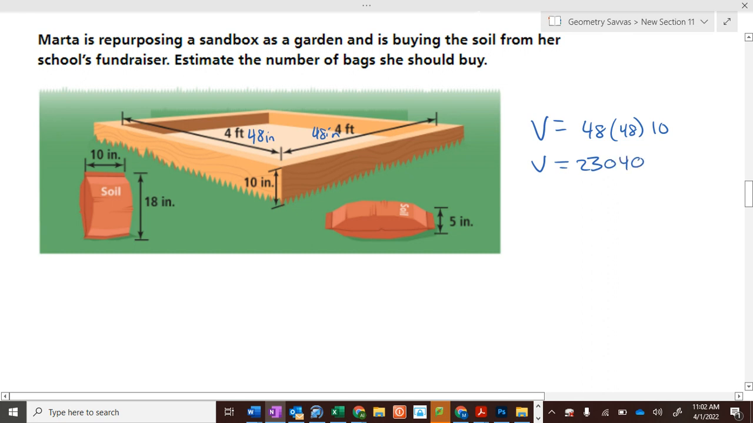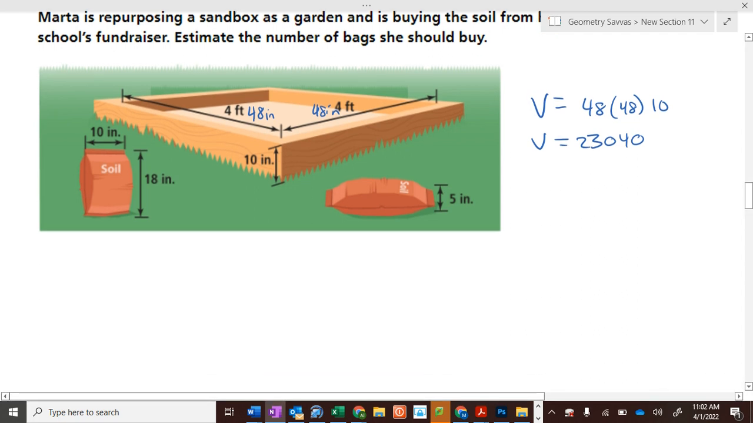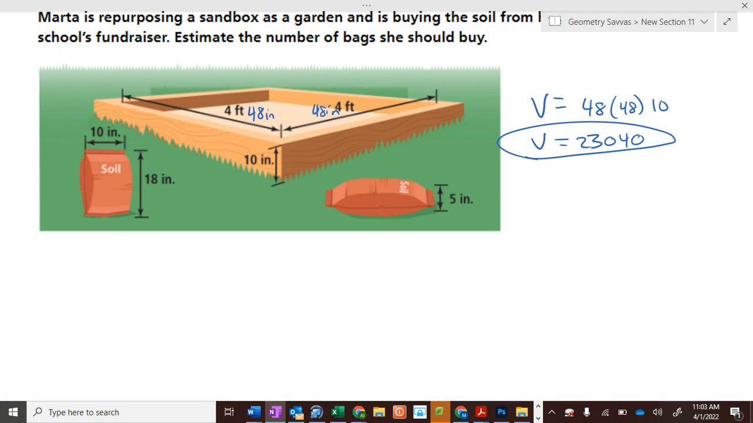23,040 bags. Not 00, just 23,040. I added 100%. You did. Okay, now that's the volume of the box. Now we got to figure out the volume of each bag to figure out how many bags she needs to buy.